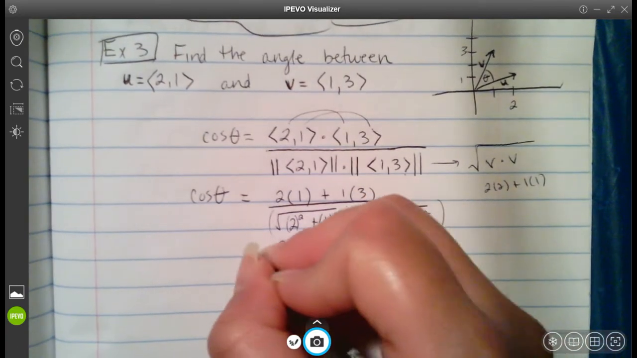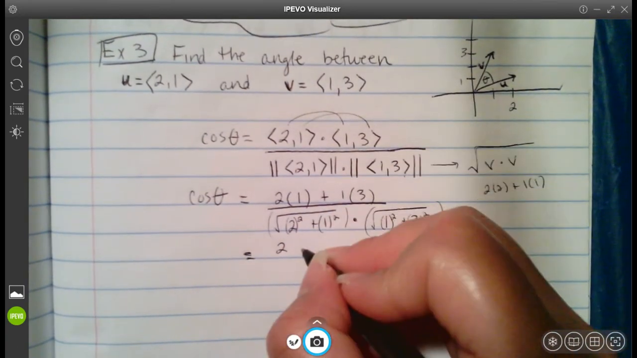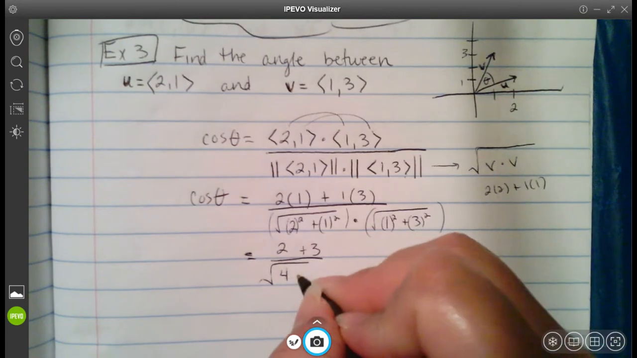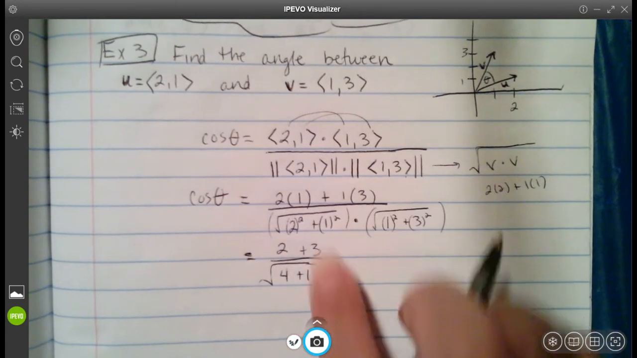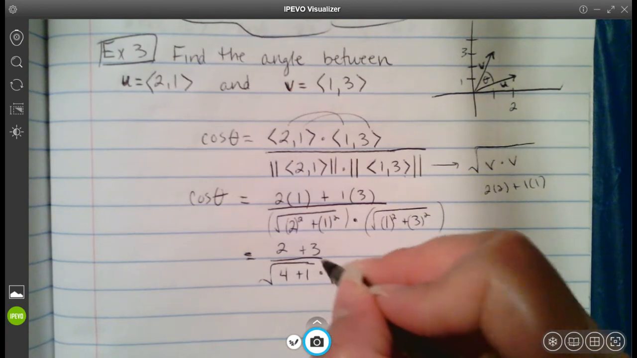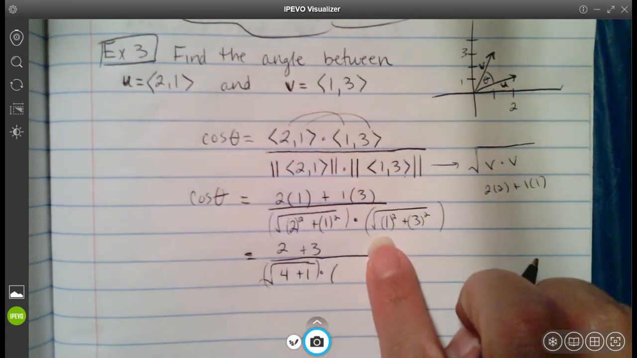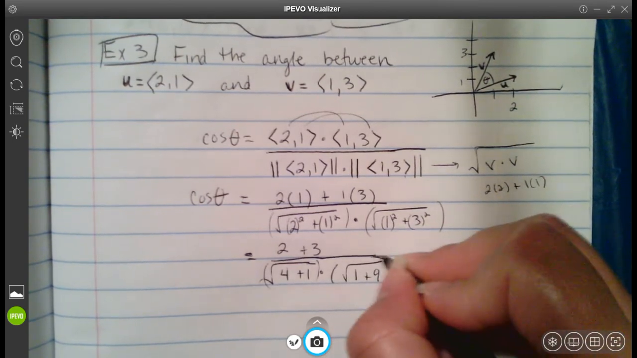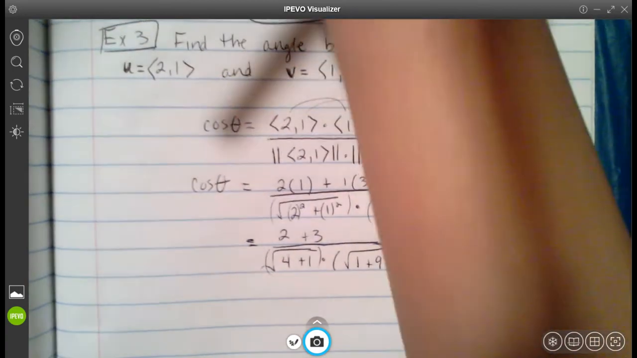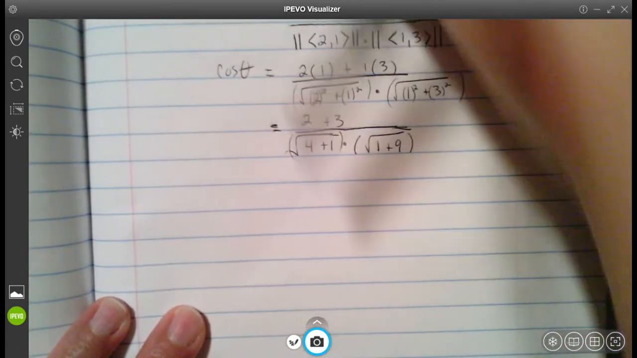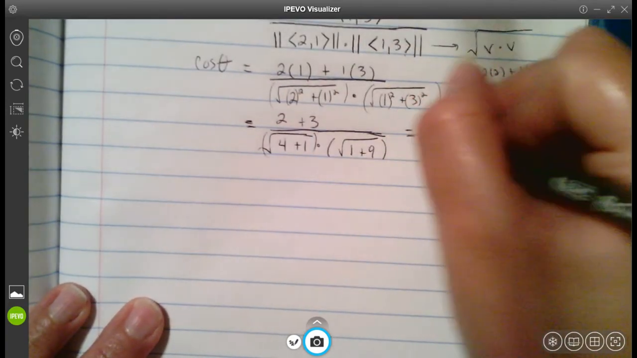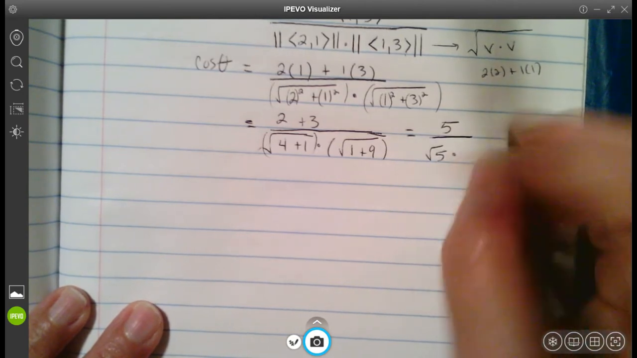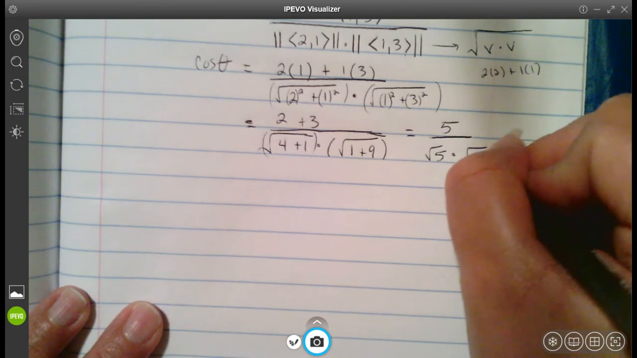We have 2 times 1 is 2, 1 times 3 is 3, so 2 plus 3, all over the square root of 2 squared is 4 plus 1. Okay, so we have 4 plus 1 for this one, times, I'll put this in parentheses, the square root of 1 squared is 1, 3 squared is 9. I'm using the room because I have a lot of room on this page, so why not? Let's continue. 2 plus 3 is 5. And then 4 plus 1 is the square root of 5, times 1 plus 9 is 10, so the square root of 10.